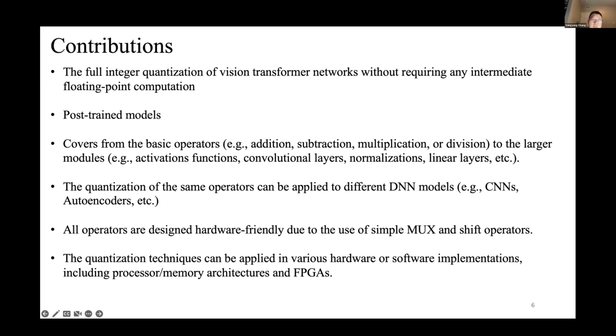And our method is very hardware friendly, because our operator design uses only simple multiplexers and shift operators. Because we cover all the basic operators, and all deep learning neural networks use the same operators, our quantization method can also be applied to different DNN models. Finally, because we use simple multiplexer and shift operators, our method can be applied in various hardware and software implementations, including processors, memory architectures, and FPGAs.